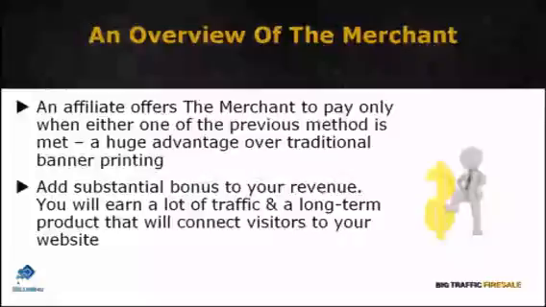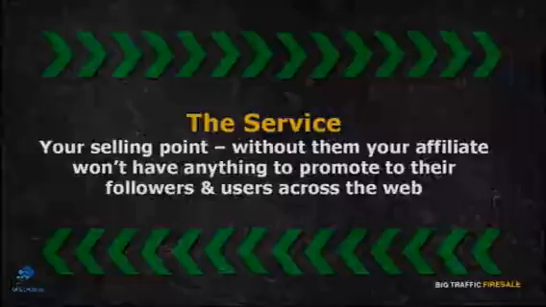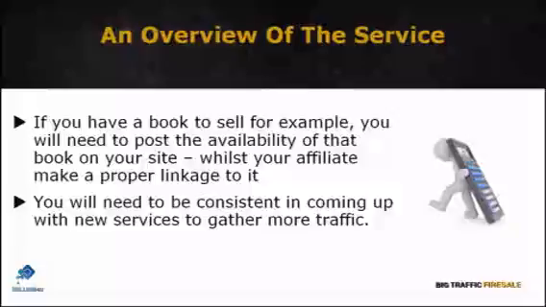All you need to do is add a product to your affiliate list. Don't forget the services. These are your selling points. Without them, your affiliate won't have anything to promote to their followers and users across the web. So if you have a book to sell, for example, you'll need to post the availability of that book on your site. The link of the specific landing page of your book will need to be provided for your affiliate to make a proper linkage towards your website. Other than that, you'll need to be consistent in coming up with new services to gather more traffic. No users want to waste their time on a merchant who is stagnant in their business.